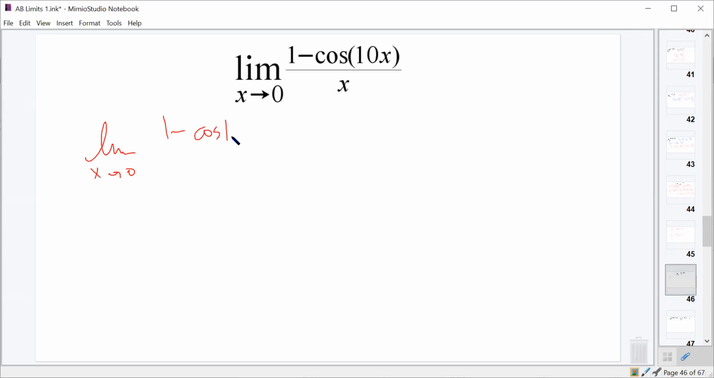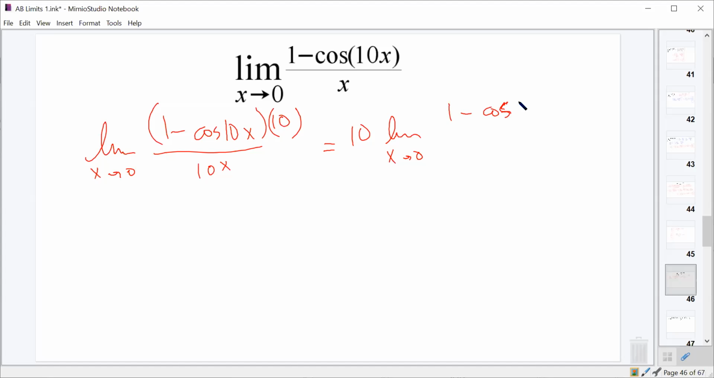It'd be nice if that denominator was not just an x, but a 10x. So we'll put a 10x down there. I put a 10 in the denominator, I got to put a 10 in the numerator. And what can I do with the 10 that's in the numerator now? Take it and throw it out in front. Everybody good with that so far?